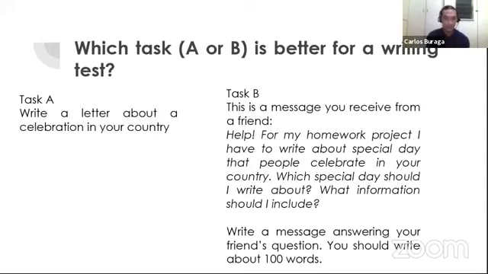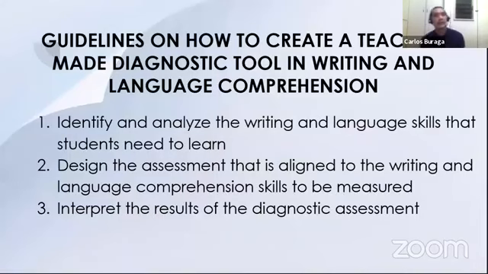All right. Next one is the guidelines on how to create a teacher-made diagnostic tool in writing and language comprehension. First one is identify and analyze the writing and language skills that students need to learn. I mean, what do you want to diagnose from your students? By doing this, it allows you to break things down further, so you can pinpoint issues or challenge areas that are challenging for the students more accurately.